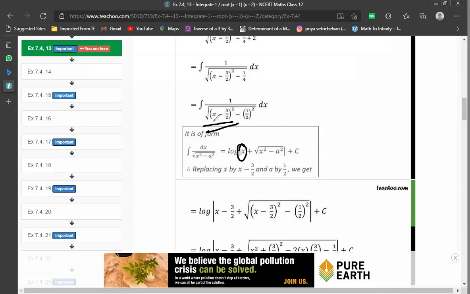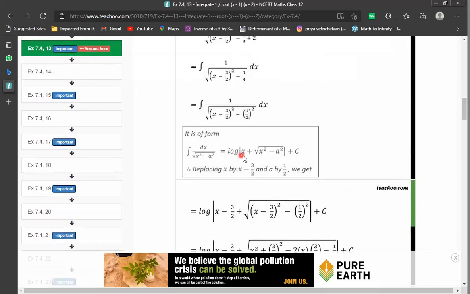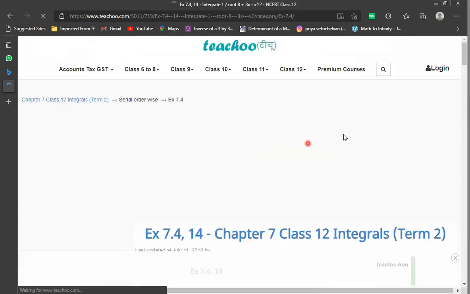So this expression needs to be assigned to this variable. Just replace x's. x minus 3 by 2. Here you have x minus 3 by 2. Here also x minus 3 by 2 the whole square. This a will turn into 1 by 2. Got it? Okay, ma'am.